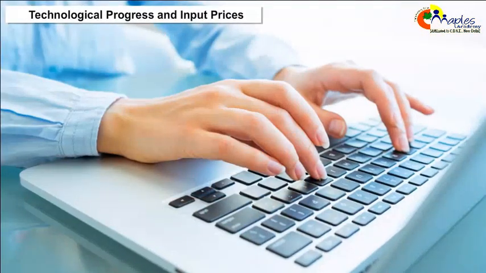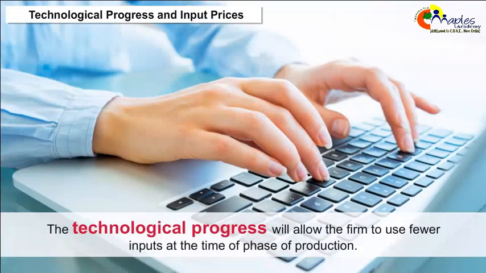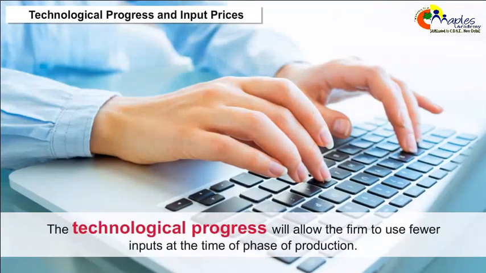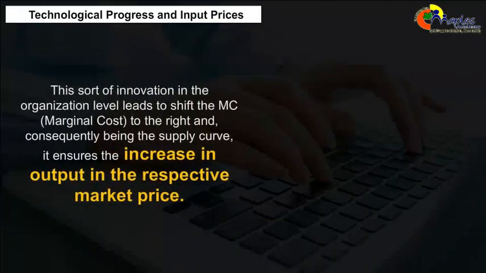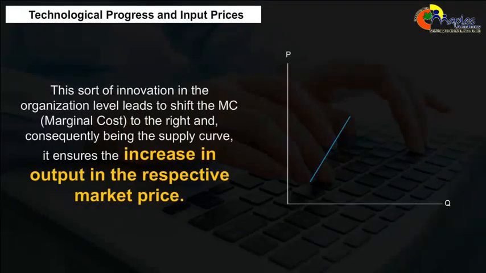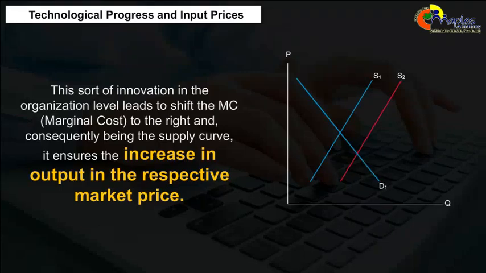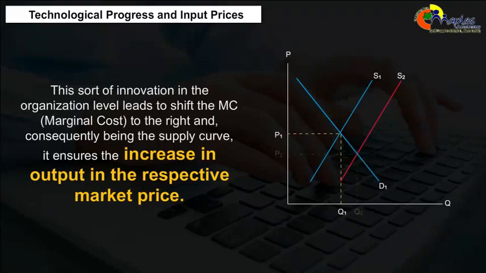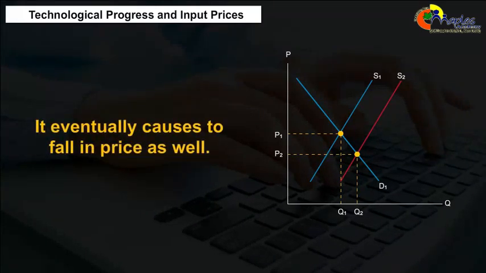Technological progress and input prices. Technological progress will allow the firm to use fewer inputs in the phase of production. This sort of innovation at the organization level shifts the MC to the right and, consequently, the supply curve. It ensures an increase in output at the respective market price. It eventually causes a fall in price as well.